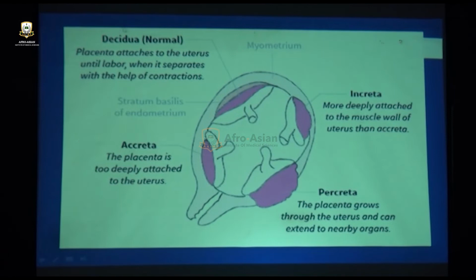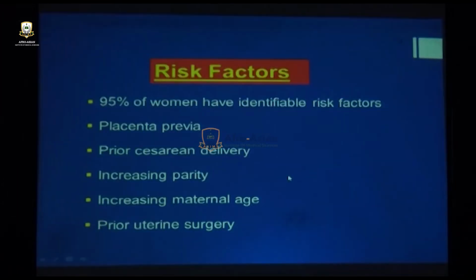On the top, this is normal. We see the normal retroplacental complex and the placenta. The first type, accreta, is just touching or going into the myometrium. The third one is increta. This has gone further into the myometrium. And the percreta has gone beyond the myometrium, beyond the serosa, and sometimes into other pelvic organs.